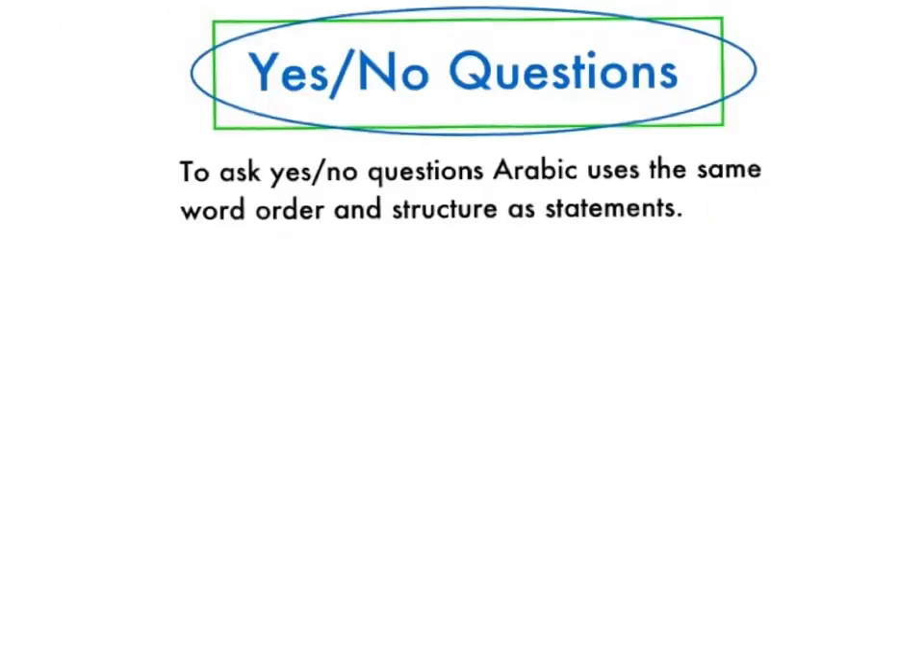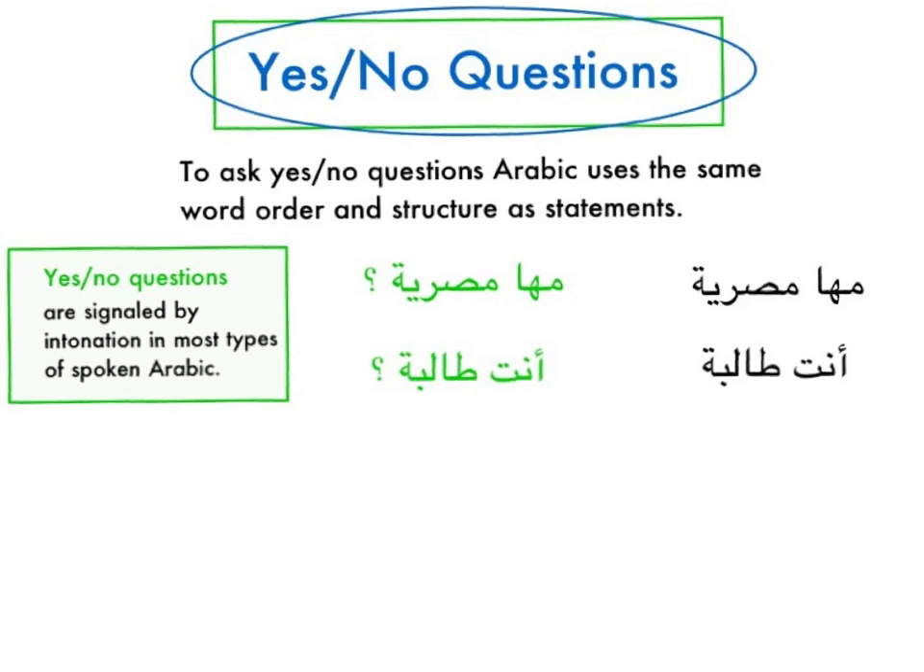Now for the easy part. Yes-no questions. To ask yes-no questions in Arabic, we use the same word order and structure as statements. Straightforward. As you can see, مها مصرية, أنت طالبة. مها is Egyptian and you are a student. So basically it's an intonation thing. So مها مصرية, question, مها مصرية, أنت طالبة?